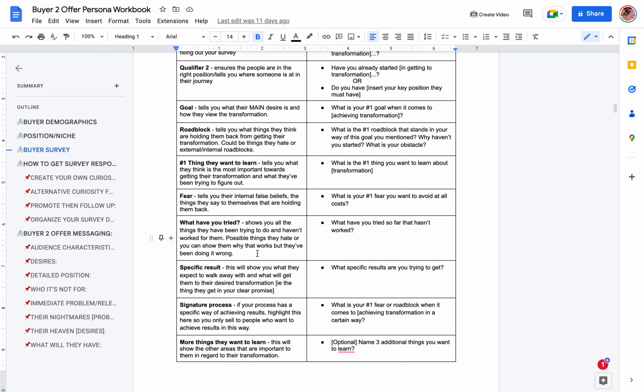Actually, let me go back. What I mean by the second part is you can show them why that works, but they've been doing it wrong. A lot of people have been trying to do funnels, trying to do content. Yes, they could be right on with the solution, but the way that they've been learning it is wrong.